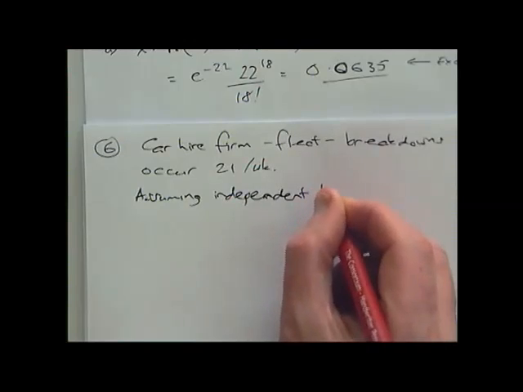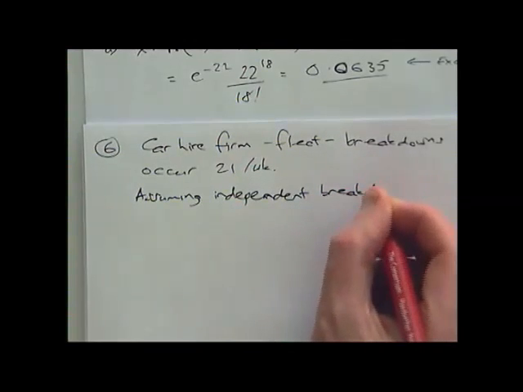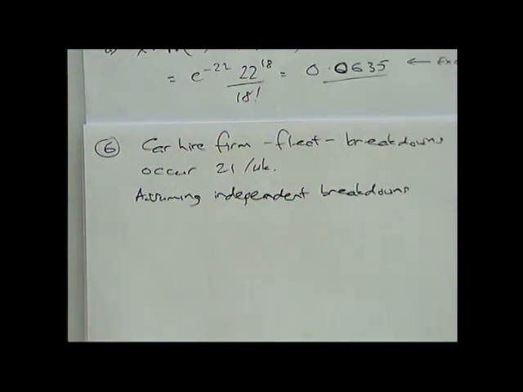Do you think that's a fair assumption? No. Why not? Because they might be cars with faults. Or they might collide with each other, in which case you don't have two. Okay. Fair enough. We're going to assume it anyway. So assuming independent breakdowns, one car breaking down doesn't impact on another one of their cars breaking down.